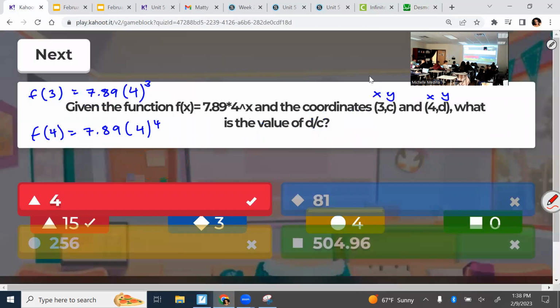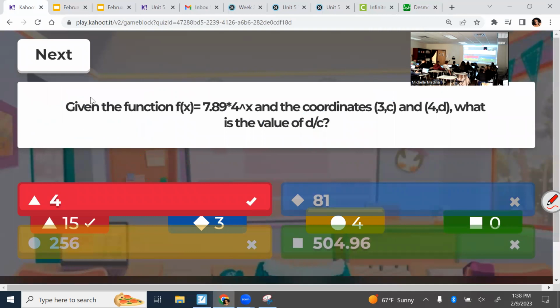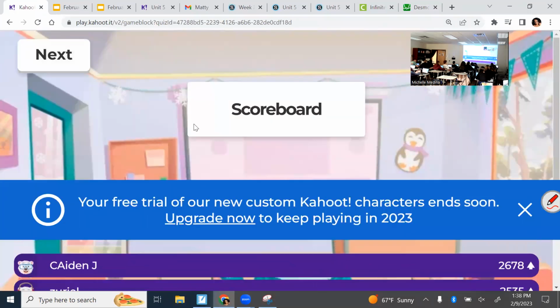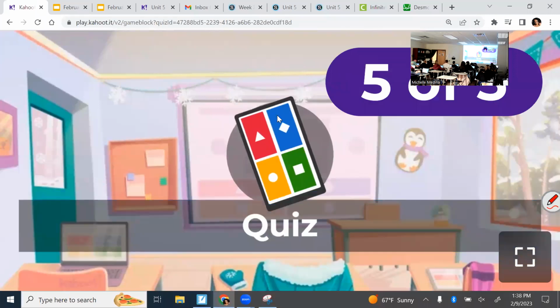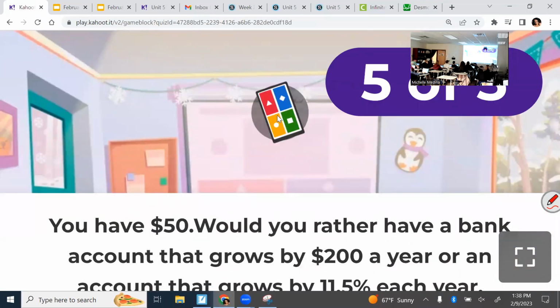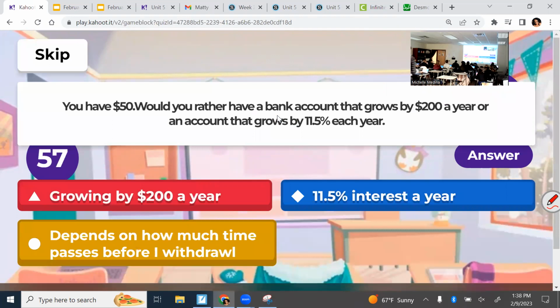All right. I think this will be the tiebreaker if there is a tie or anything close. All right, you have $50. Would you rather have a bank account that grows by 200 a year or an account that grows by 11.5% each year? Yeah, there are wrong answers.